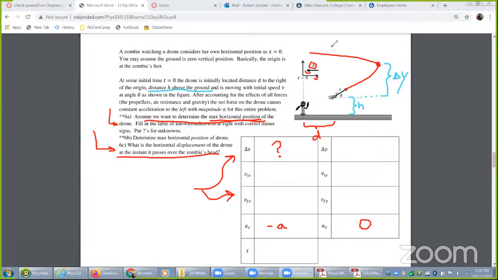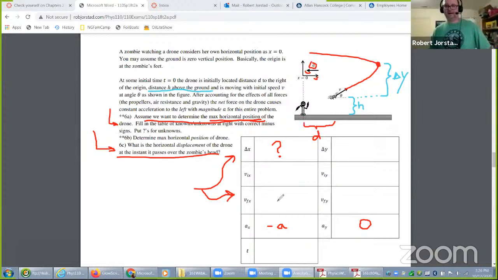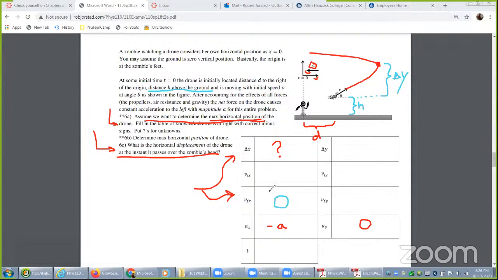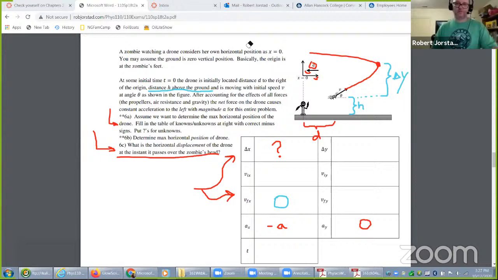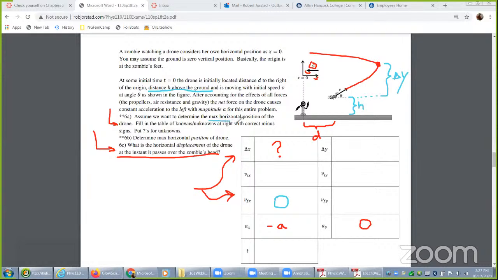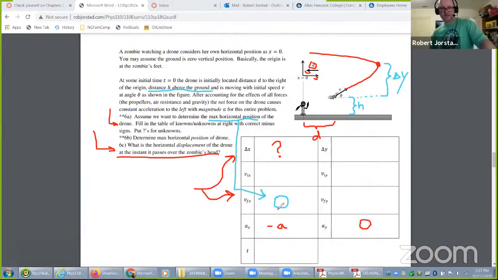You can say that V_fx is 0 then, right? Aha, that's 0. How do you know that? Because if you think about it, if it was going up and down, it would be the same thing as max height. So what were the key words in the problem statement that gave you that clue? Where it wants the maximum distance from the zombie. Max horizontal position. That's what tells you that.